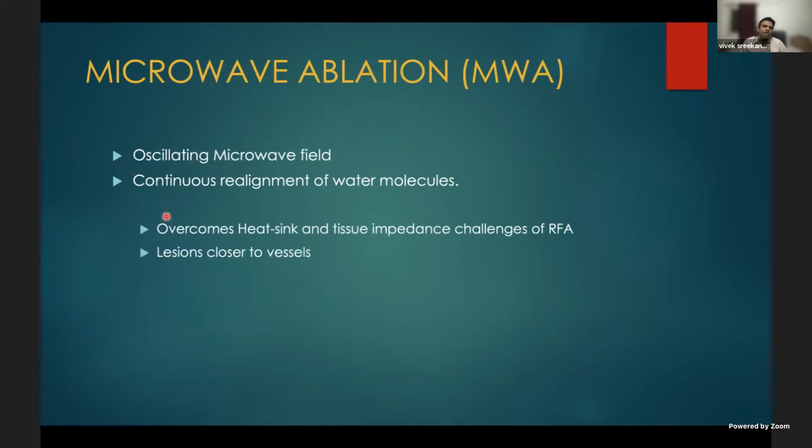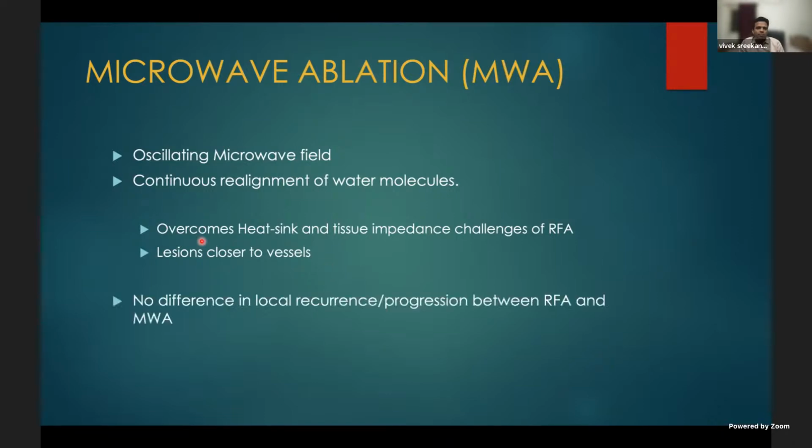So this overcomes the heat sink effect because the mechanism of producing the heat is different, and it also overcomes the tissue impedance. Because the charring is less, the tissue impedance is also less in microwave ablation. And lesions closer to the vessels can be taken care of in microwave ablation as well.